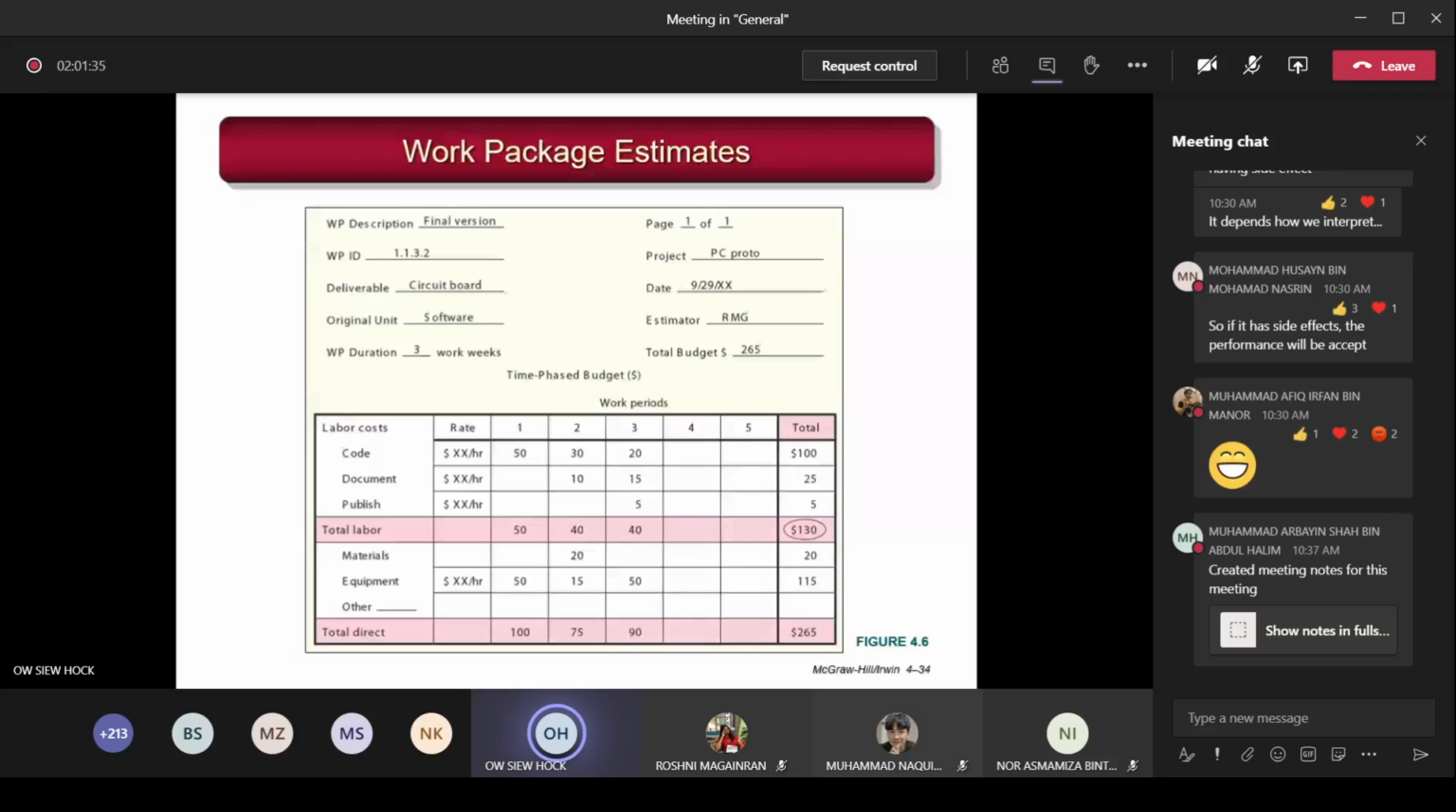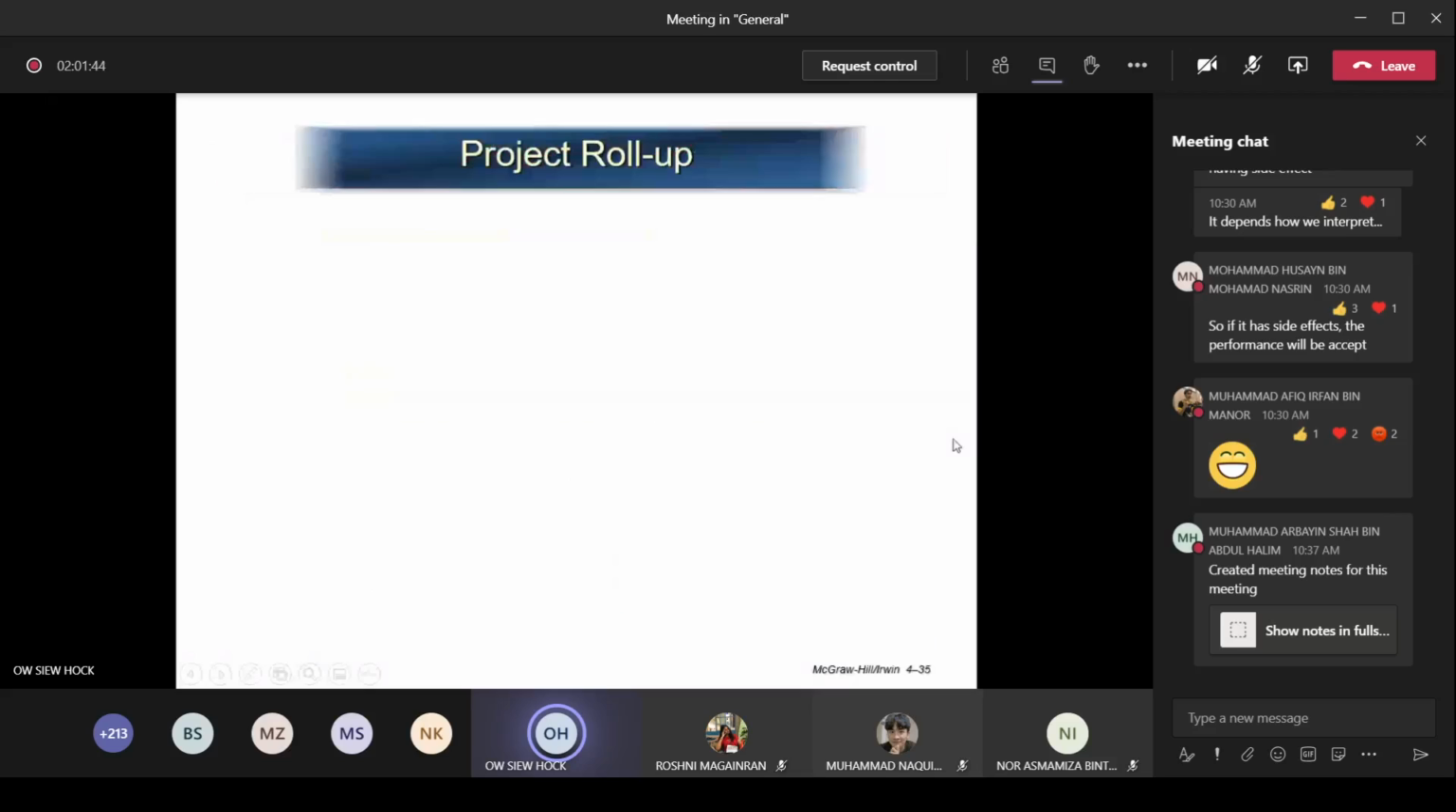So make sure you break down your WBS to the lowest level, and for each work package, you assign this, you draw this one. You understand now? Okay, yeah. Make sure you do this. Okay, so next we come to the project roll up.